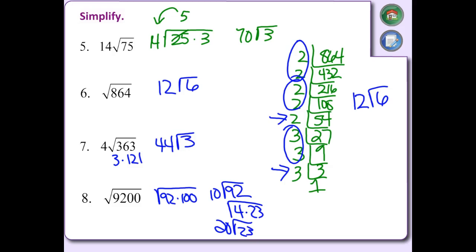Okay, so if my number inside the radical is not a perfect square, we're going to classify it as an irrational number, and we can take irrational numbers and we can simplify them.